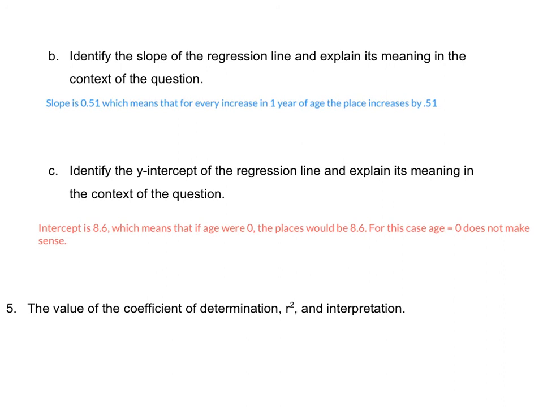Part C asks about the intercept. The intercept is 8.6, which means if the independent variable is 0, if x is equal to 0, then that's what the dependent variable would be. So if age were 0, then the overall place would be 8.6. Now that would mean that age was equal to 0, and that doesn't make sense in the context of the results of a triathlon. So even though this is a mathematically correct value for the equation, it doesn't have any practical meaning because 0 is not in the original set of data values that were used to calculate the slope and the intercept.